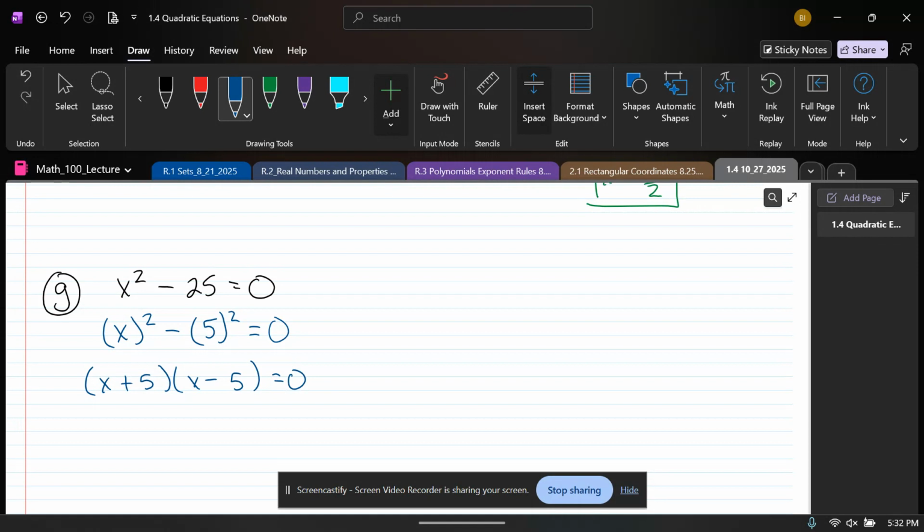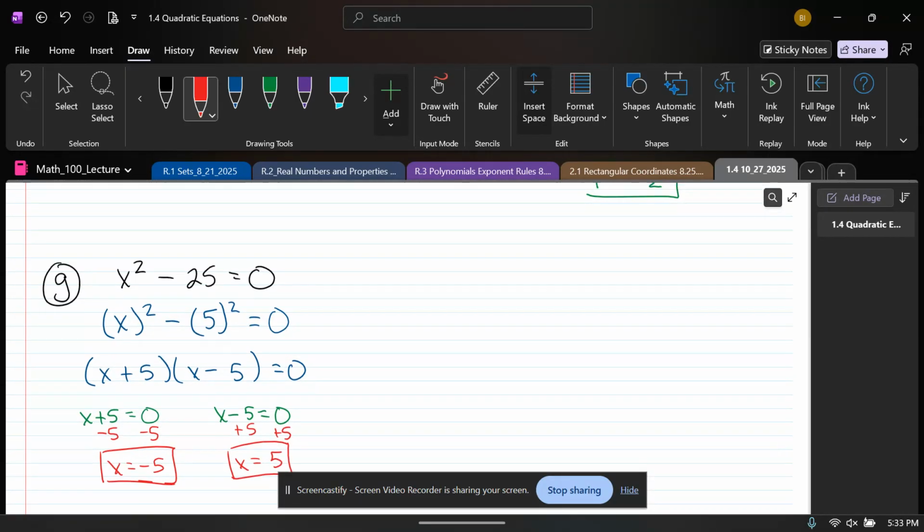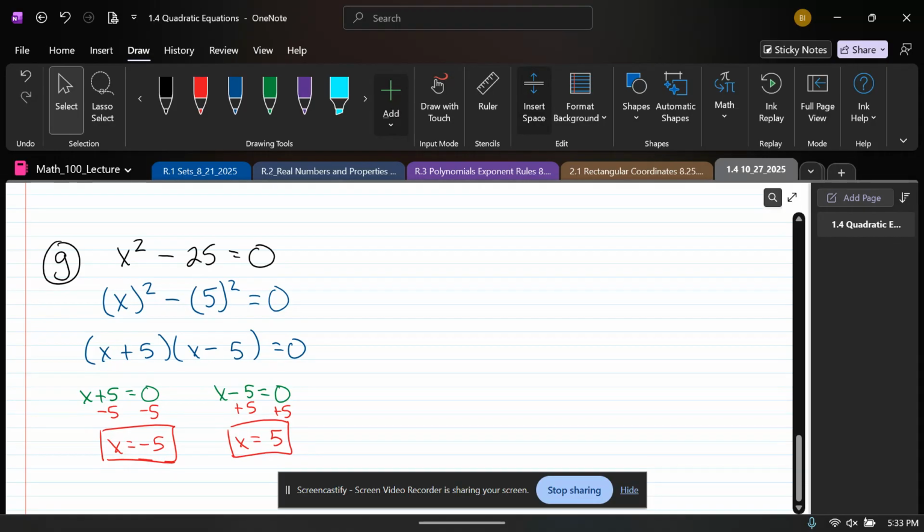And then now I've got it in factored form, which is where I was before. All I got to do now is set each factor equal to 0 and get x by itself. And I get positive 5 and negative 5 as my 2 answer choices there. So factoring as a difference of squares is a possibility for solving by factoring.